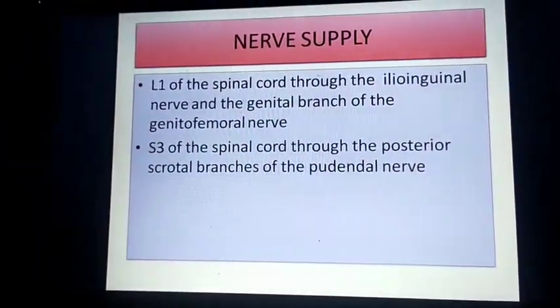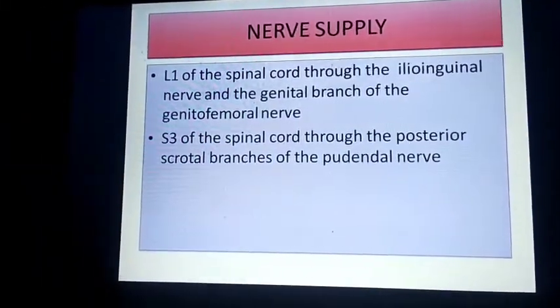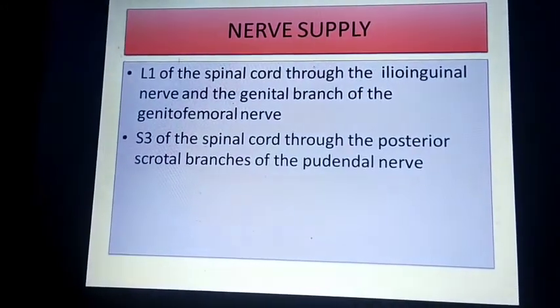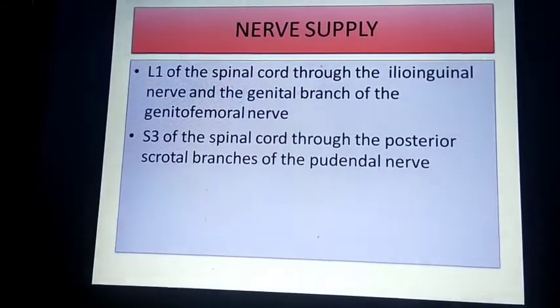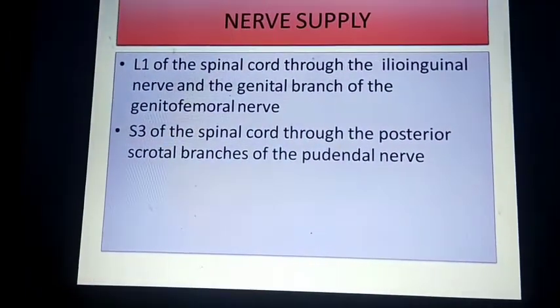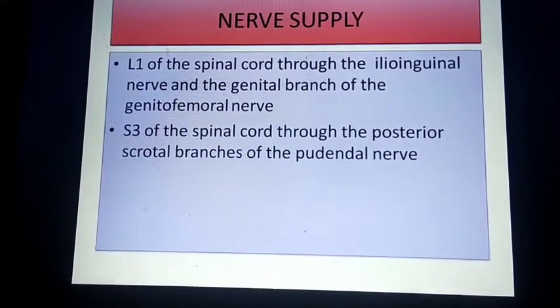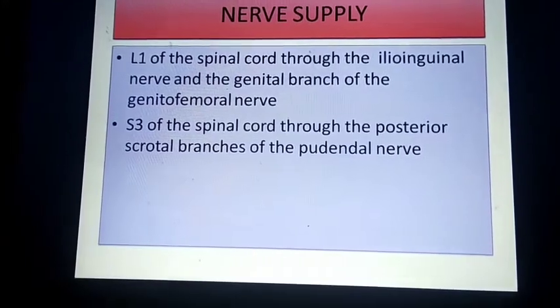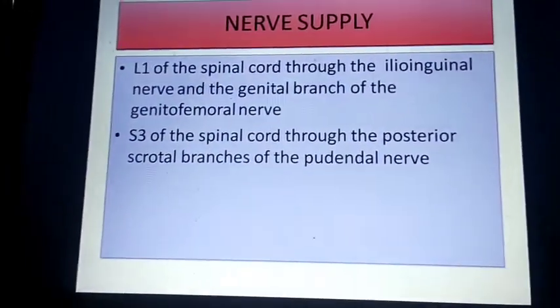Now nerve supply by L1 of the spinal cord through the ilioinguinal nerve and the genital branch of the genitofemoral nerve, and S3 of the spinal cord through the posterior scrotal branch of the pudendal nerve.